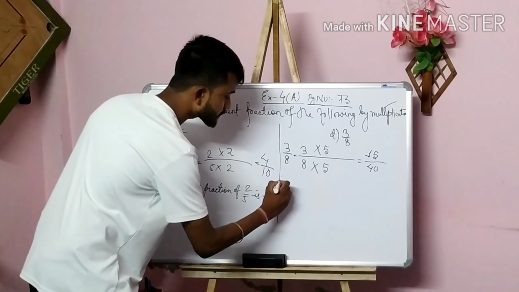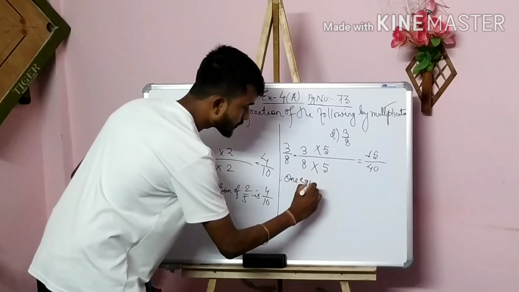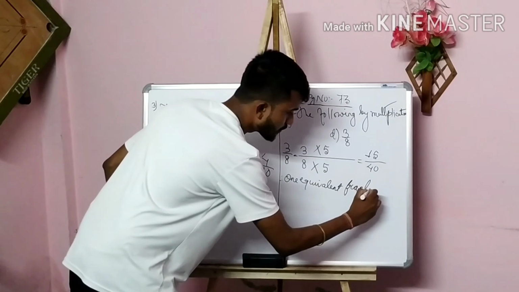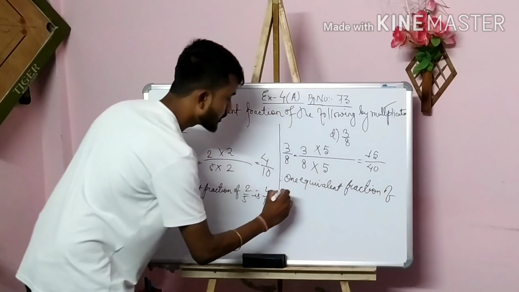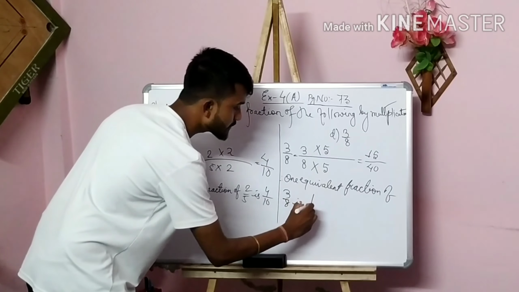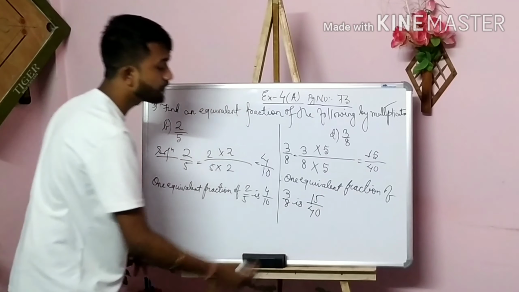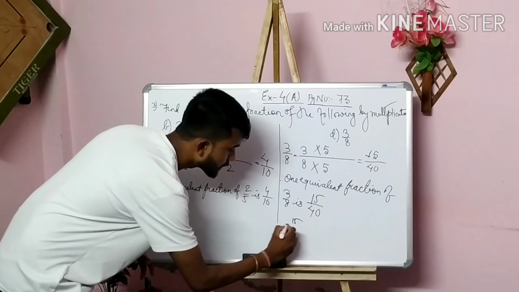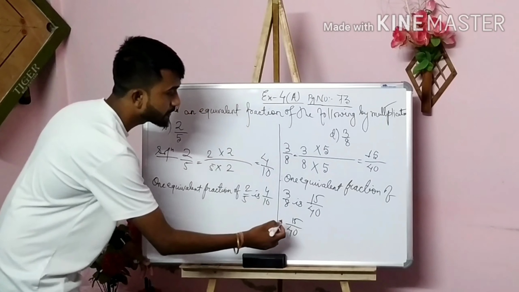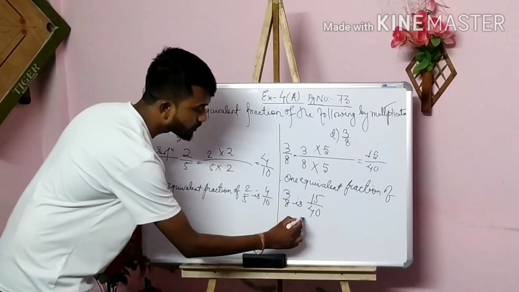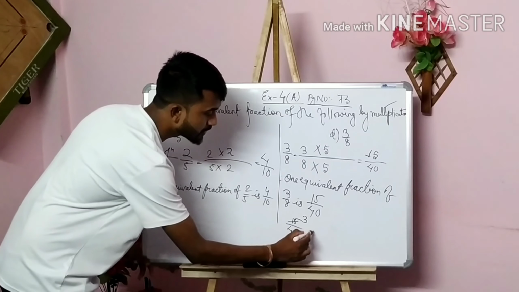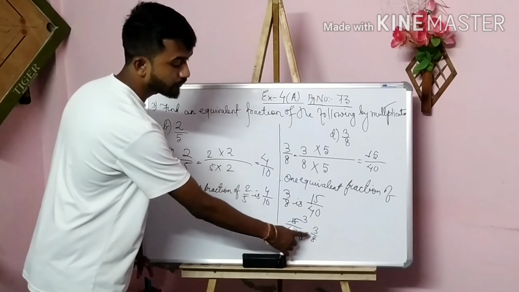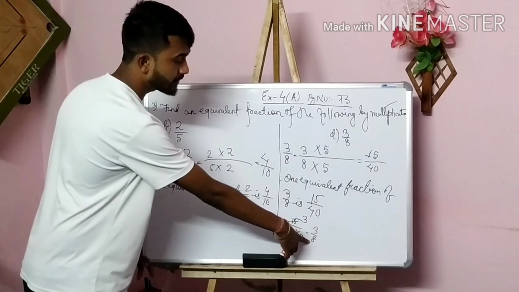So therefore, one equivalent fraction of 3 by 8 is how much? It is 15 by 40. How is 15 by 40 equal to 3 by 8? I am just doing it for rough. In the lower part, just divide it. Multiply this by 5: 5 3s are 15 and 5 8s are 40. This cannot be divided further because there is no number to divide both 3 and 8. So 3 by 8 is there, and we have got the same number.